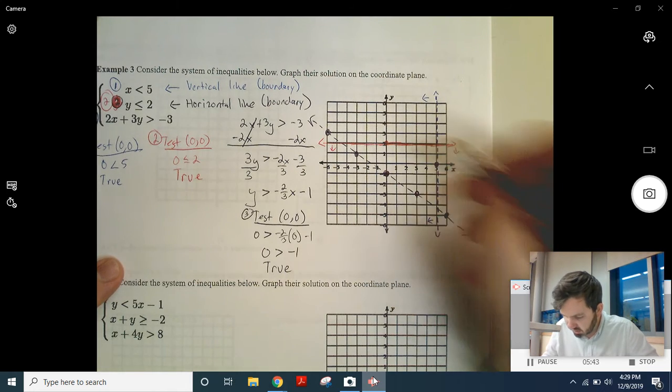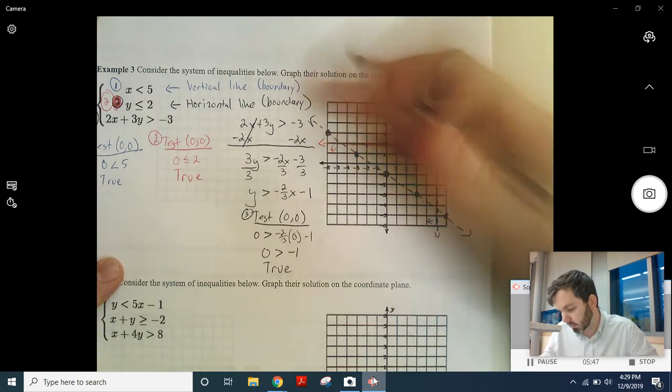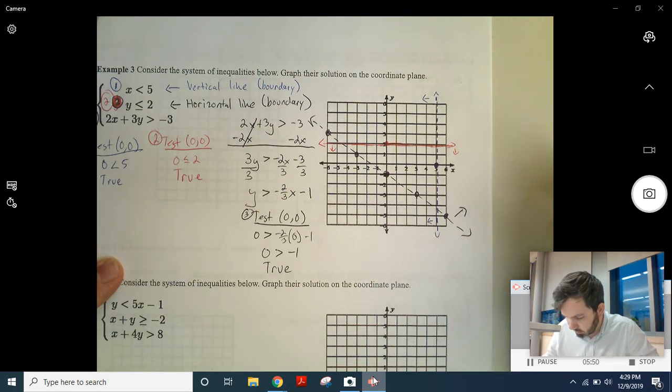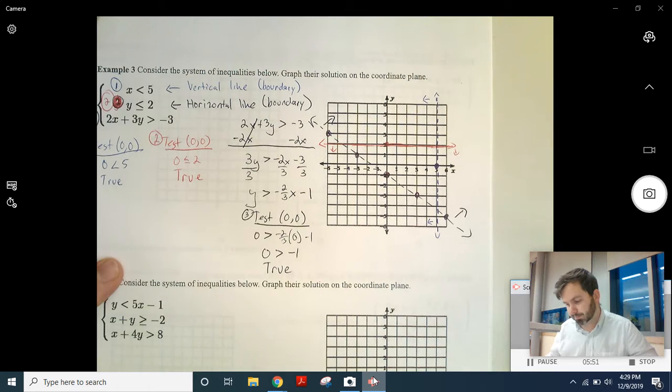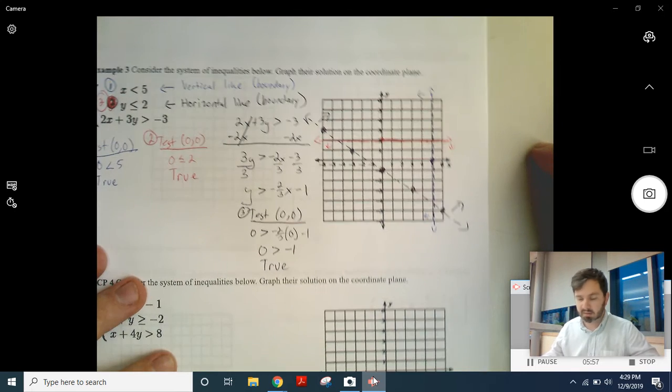So we want to be shading the side with 0, 0. So that means we're going to be shading above, kind of this side, above right. So I'm going to put my little arrows so I know which way I'm going. Cool. Well, we've taken care of all the graphing. Now we kind of have to just decide what our final answer is.